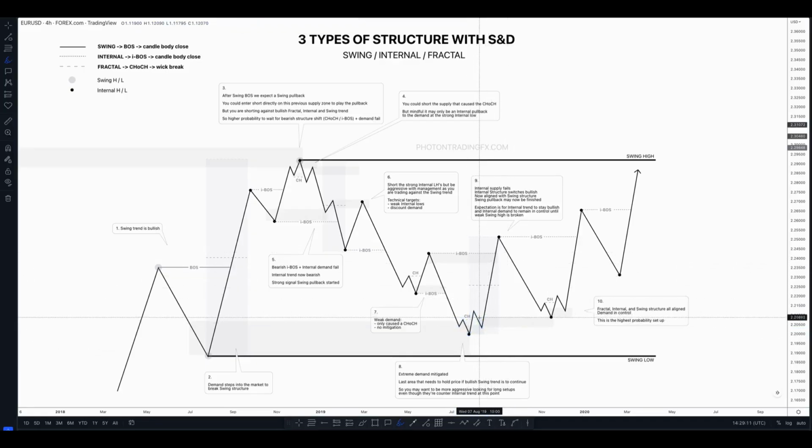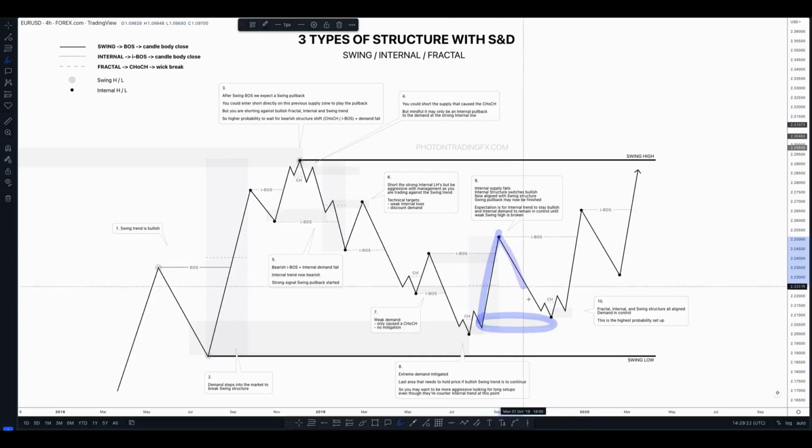More confirmation would be to wait for price to break this high, right? So now the internal structure is bullish. That signals the swing pullback is now over. And now we can look to buy from that strong demand that caused the bullish IBOS, right? And price comes in. Again, you could get long straight away, or you could wait for a CHoCH and get in on the demand that caused the CHoCH, etc. And we target all the way up.